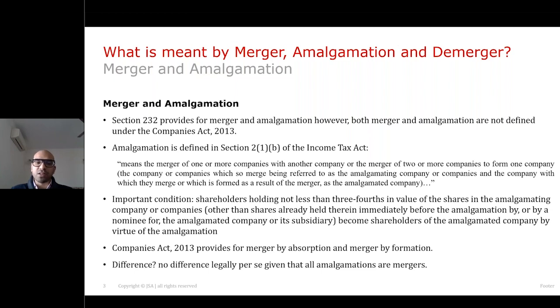Now, if you see merger by absorption as well as the merger by formation, both are covered under the definition of amalgamation, which says that merger of one or more companies with another company, this would mean a merger by absorption. Merger of two or more companies into which they merge or which is formed as a result of the merger into a new company is a merger by formation. So basically, there is no real difference when it comes to both merger and amalgamation. You can say they are used interchangeably, right?